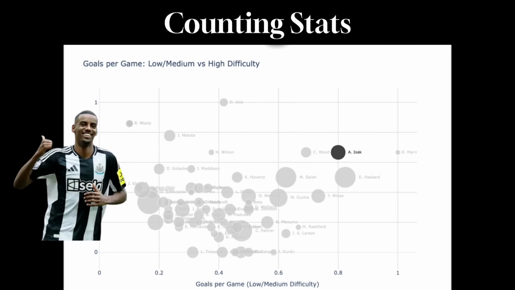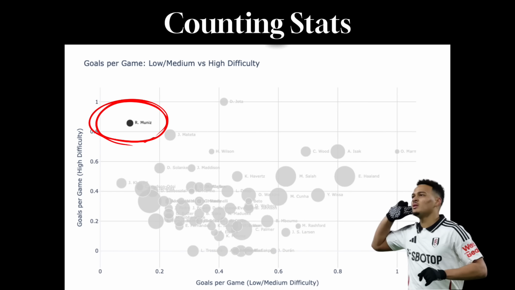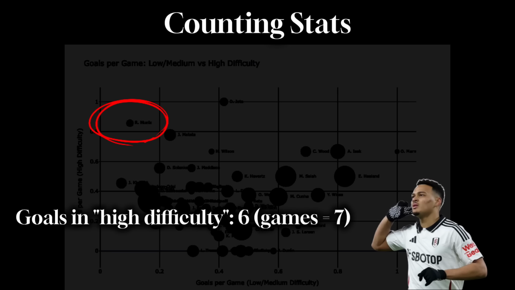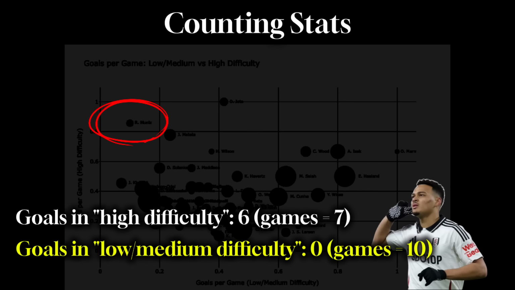This chart also shows how players like Rodrigo Muniz end up all the way to the right in the scattergram. It's not just that Muniz scored against all the good teams. He never scored against anybody else. This suggests something about Muniz that isn't necessarily good.